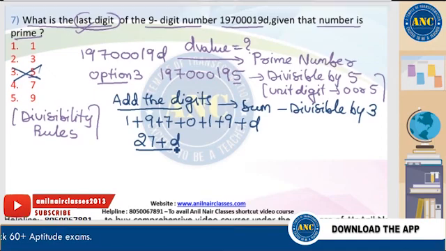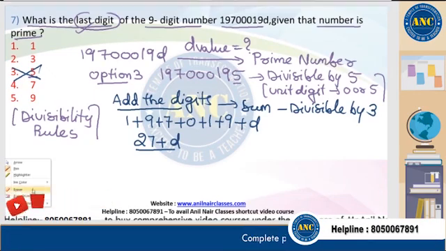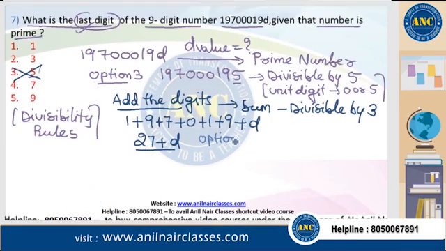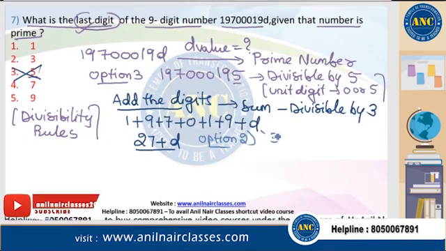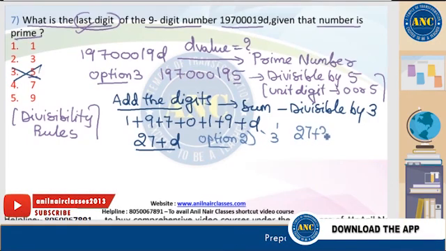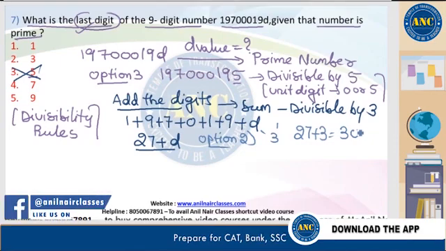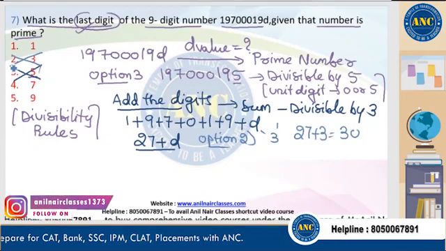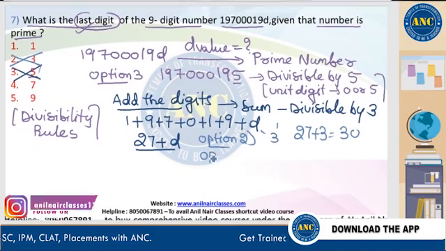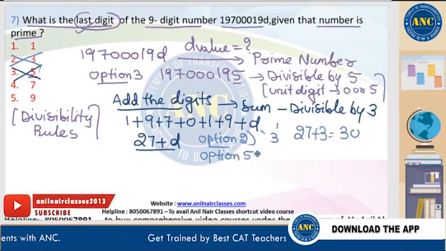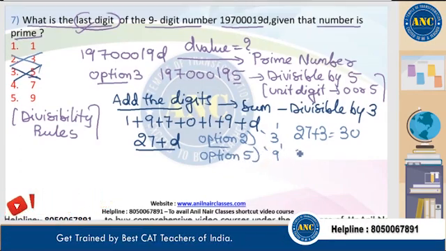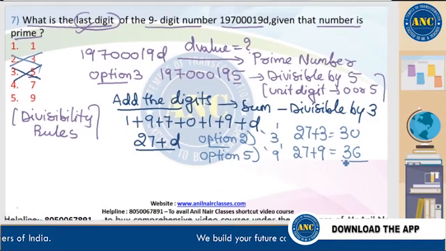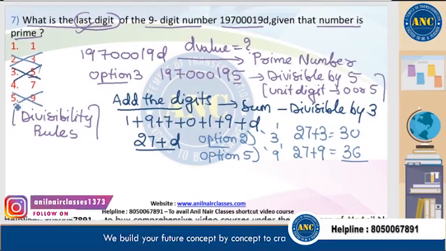27 plus D. Suppose I take option 2, which is 3. 27 plus 3 is 30, and 30 is divisible by 3. So the second option is out. Similarly, if I take the fifth option, it is 9. 27 plus 9 is 36, and 36 is divisible by 3. So 9 is also not possible.